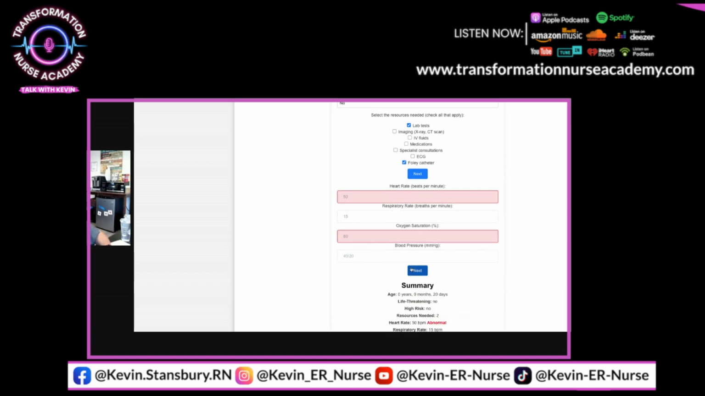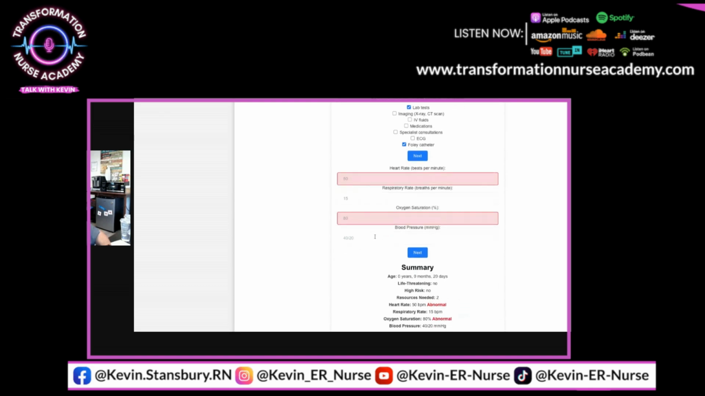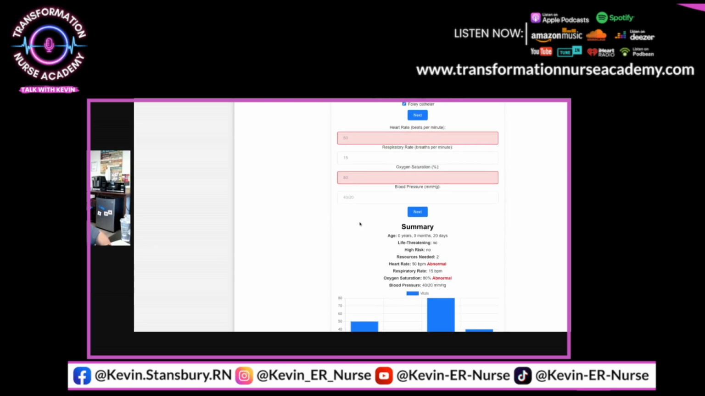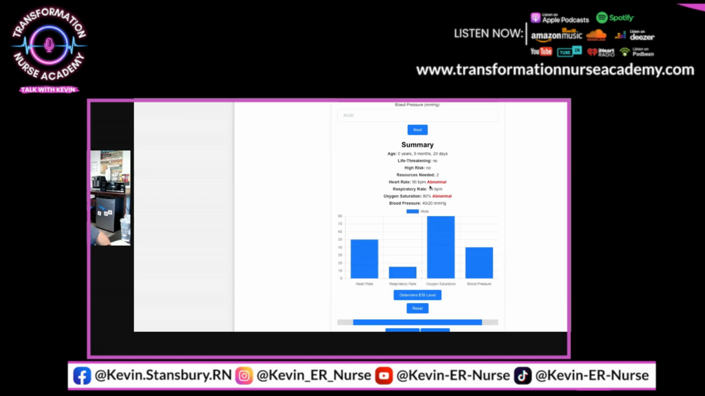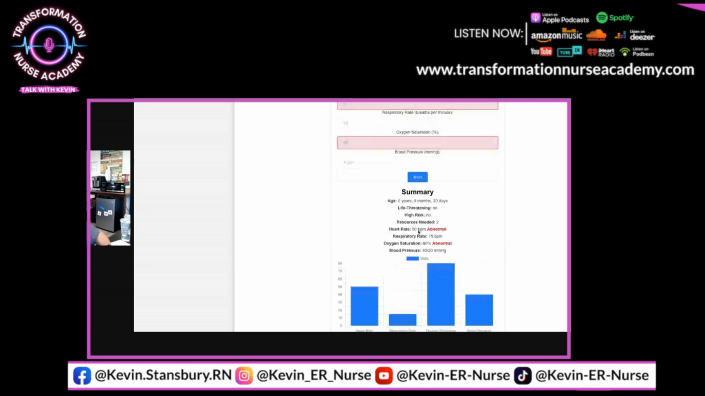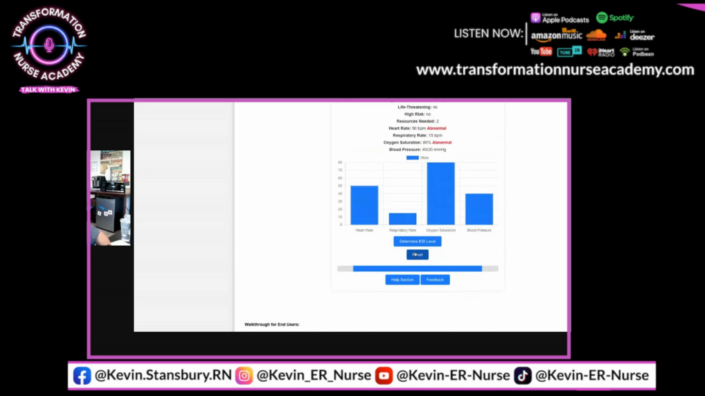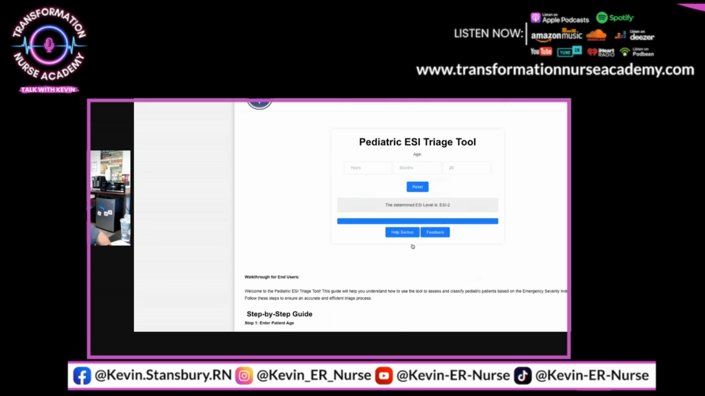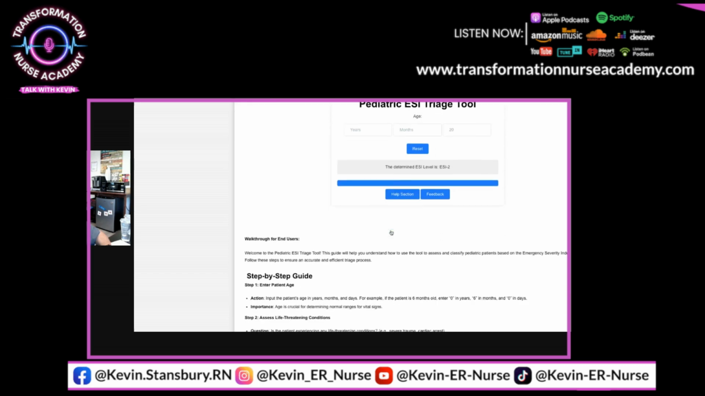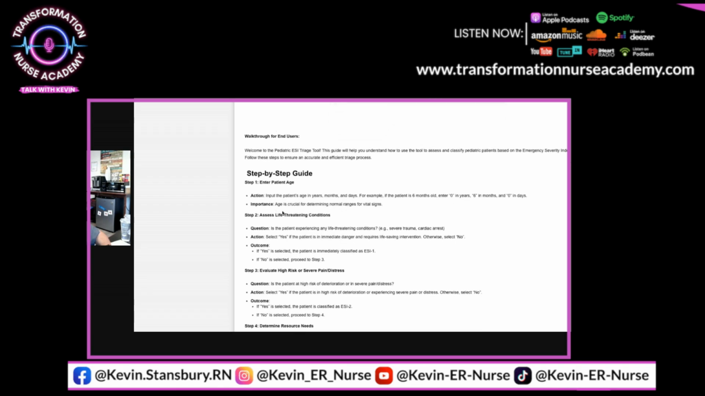So when you hit next, it's going to show you that the heart rate and O2 sats are low. Now I'm going to go back and work on this, because 15 breaths a minute is also low. So I'll have to tweak my tool a little bit, but 15 is also low, and 40 over 20 is also low. But what I did down here was I made it so that if the vital signs were abnormal, not only would it show red here, but it would show you abnormal down here. And when you click on determine ESI level, it's going to say that it's a 2 because of the vital signs.